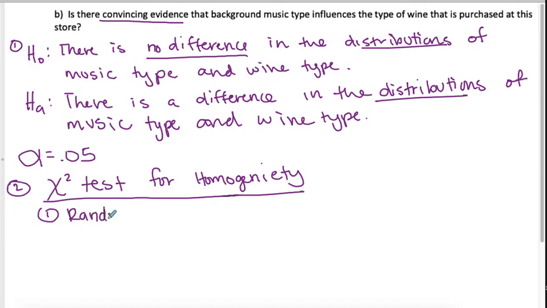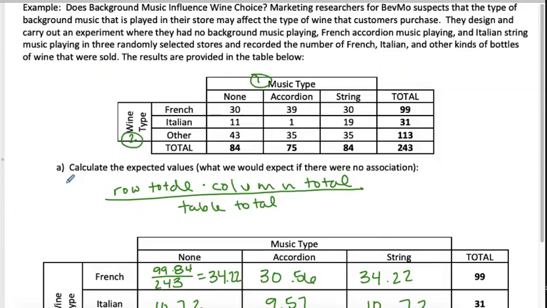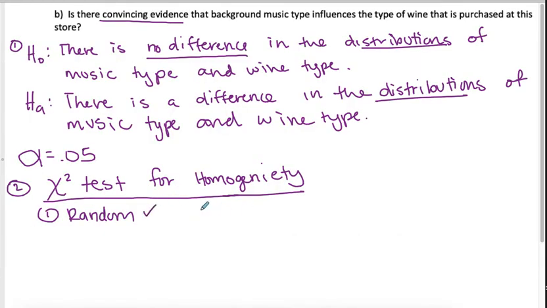Were these randomly selected or randomly assigned? As I'm turning back, we're looking at randomly selected here, so that condition is met. 10%, okay, well we had 243 participants. I'm guessing that if this is a large restaurant chain, we would have more than 2,000 customers, but we might not have the time to do that, but it's possible. And then large counts.